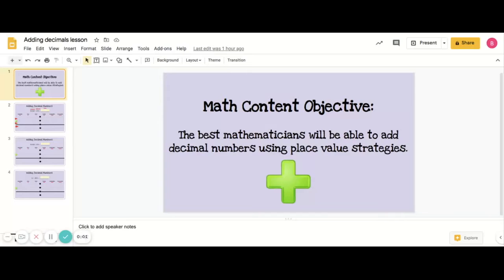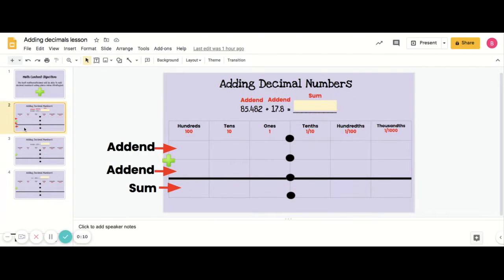Our content objective for this lesson is that the best mathematicians will be able to add decimal numbers using place value strategies. If you take a look, there are going to be two vocabulary words that we are going to use throughout our lesson. The first word is addend, and the second word is sum.